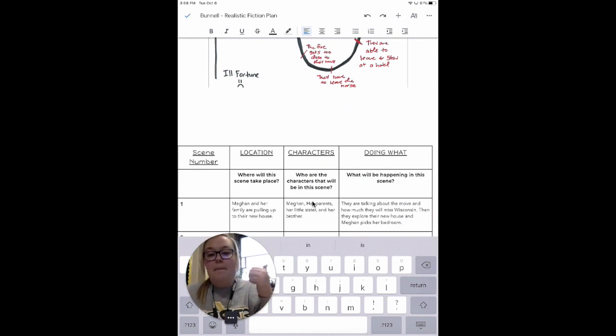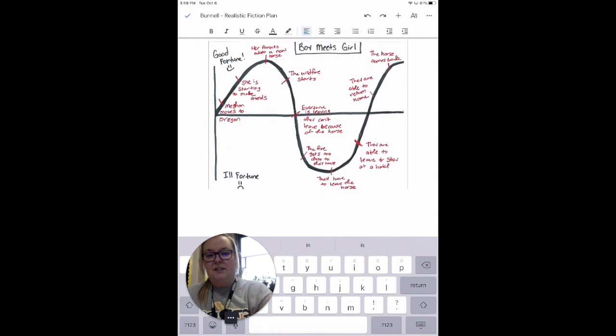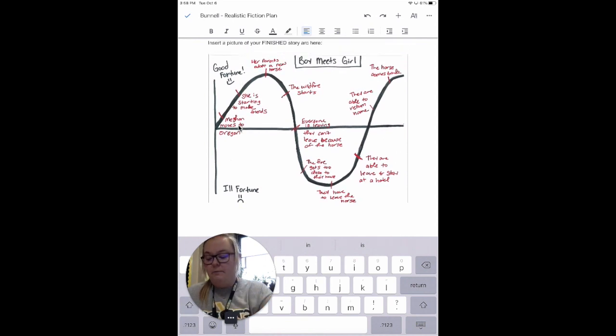Who's going to be there? Megan, her parents, her little sister, and her little brother. So it's going to be a full packed car. And then what they're doing is they're going to be talking about the move and how much they miss Wisconsin. Then they explore their new house and Megan picks her bedroom. So I think that's all I need for Megan Moves to Oregon. I covered where she came from, where she's going to, how she's feeling about it. So now I'm going to move on to the second event, which is she's starting to make friends.